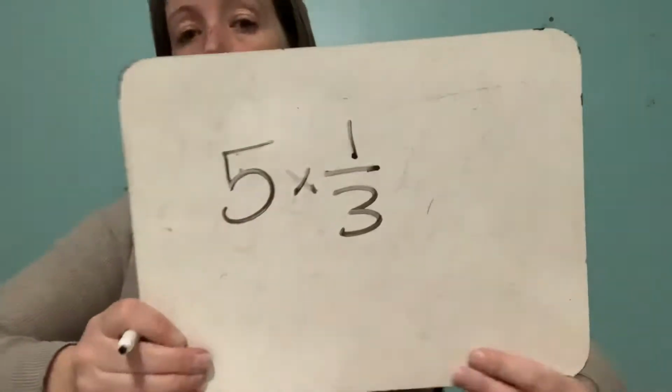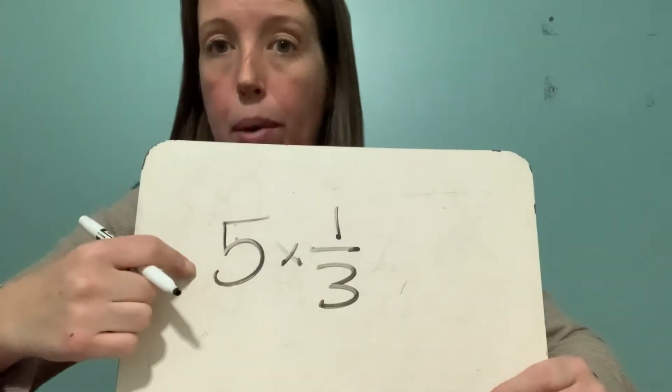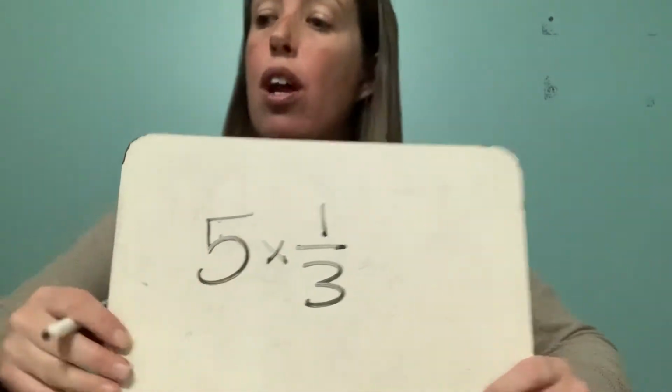And just to show you quickly what that would be, something like 5 times 1/3, a whole number times a fraction. Okay, so we're going to start by reading a quick word problem and then taking it apart.